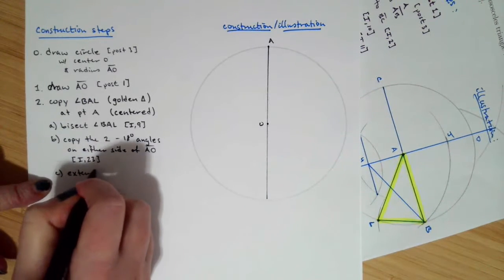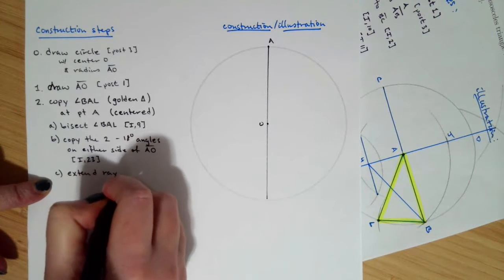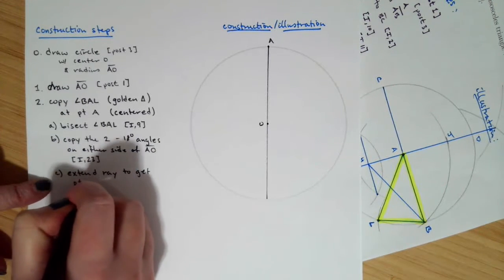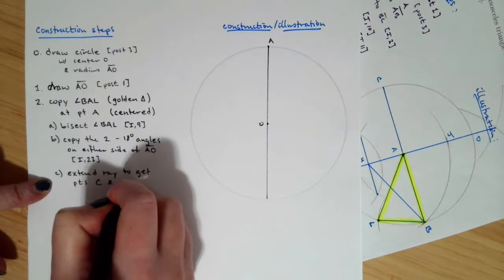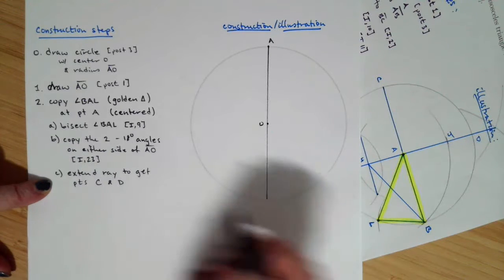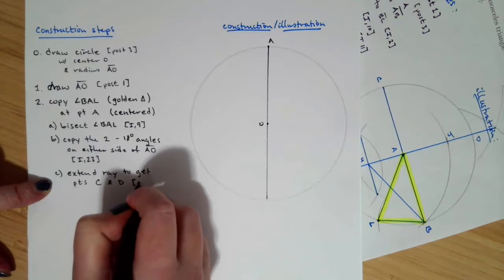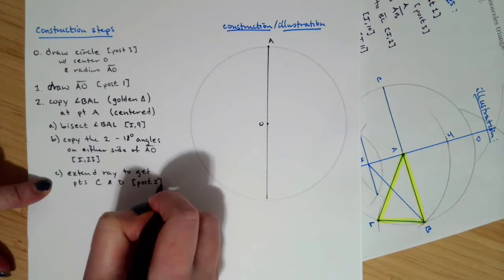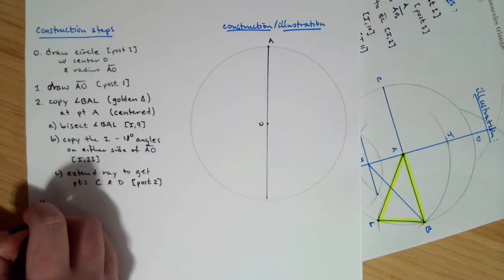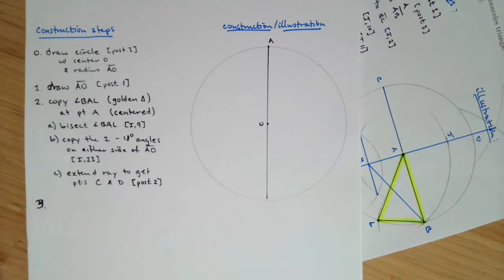So extend the two rays to get points C and D. And as soon as we actually do this construction, you'll see C and D are the points on the circle. And if you want to extend a line, there's a couple different things you can cite. I'm going to go ahead and cite postulate 2. And then once we've done that, I'm not sure why I wrote a 4. Once we've done that, we'll be ready to move on to our next step.